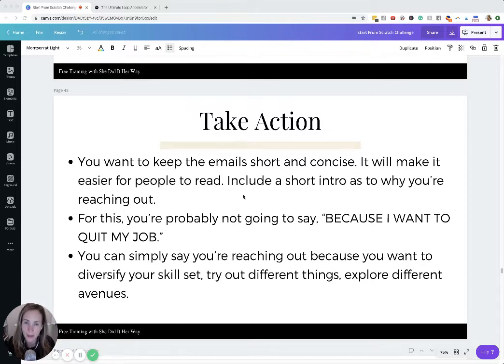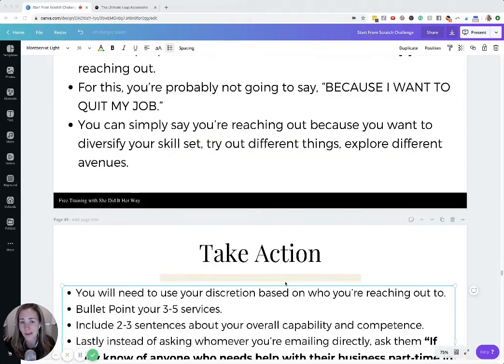And for this, you're not going to say, because I want to quit my job. I mean, you might, but I'm thinking most likely probably not. So you can just simply say you're reaching out because maybe you want to diversify your skill set, try out different things, explore different avenues. I mean, you can think of whatever it is that you want to think of as to why you're reaching out as well. These are just a few examples.